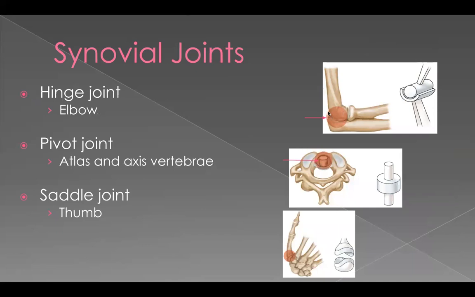The hinge joint, which is the elbow, and we have the pivot joint. We talk about the atlas and the axis, which allows us to rotate our head, and then we have the saddle joint for the opposable thumb. And I think that's it. It was pretty fast on joints, so I'll let you take these on your own, and we shall see you in class.